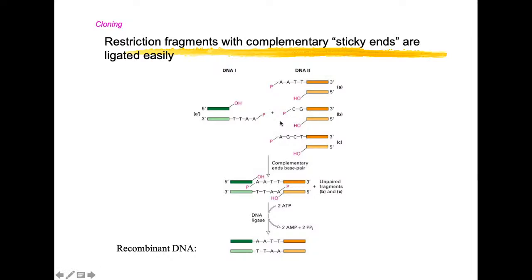Then some restriction fragments with complementary sticky ends are ligated easily. For example, in this case A, we have DNA1, and in B we have DNA2. Yeah, so AATT, CG, AGCT. Out of this, the one having TTAA will be correspondingly attached to that DNA, that is AATT. Once this A pair attaches with this one, we have a new fragment here, and then we remove the ATP so that we have a recombinant DNA at the end.